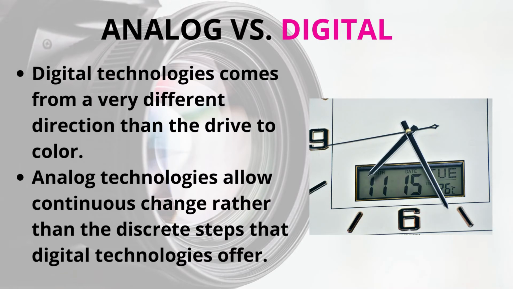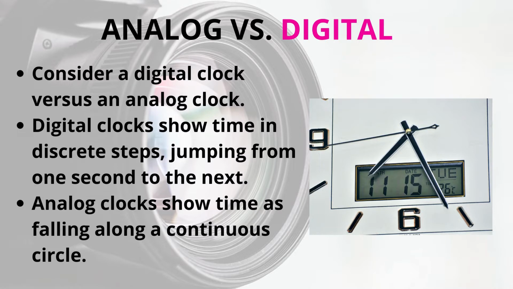Analog versus digital. Digital technologies come from a very different direction. Analog technologies allow continuous change rather than the discrete steps that digital technologies offer. Consider a digital clock versus an analog clock. Digital clocks show time in discrete steps, jumping from one second to the next. Analog clocks show time as falling along a continuous circle.